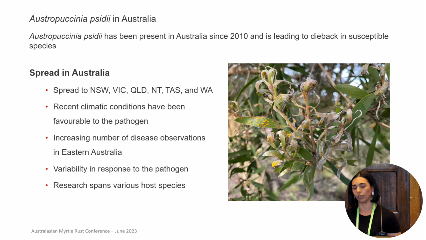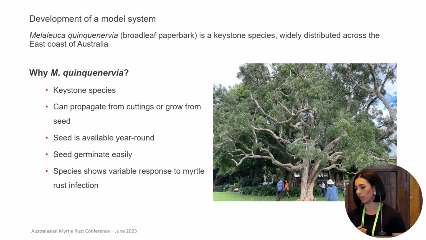Something I noticed very early on in my PhD was that, because the pathogen has such a broad host range, a lot of the research spans many different host species. So this work was really to try and build a model system in a host for myrtle rust research. There were a few key aims in doing so, but first, a little reasoning for why we chose Melaleuca quinquenervia.